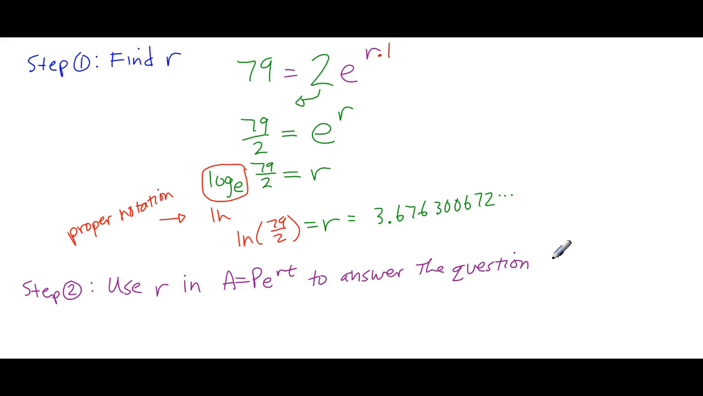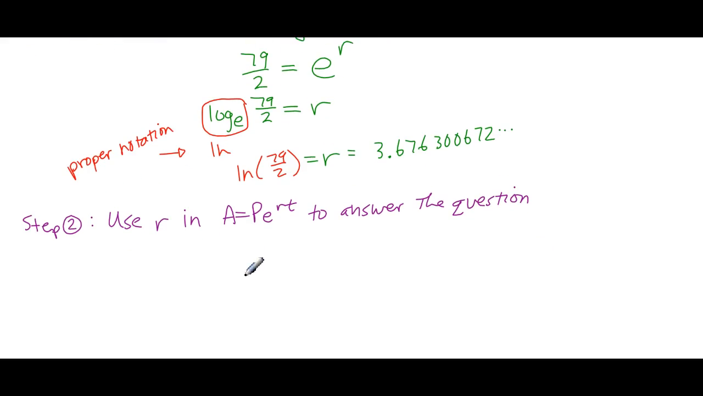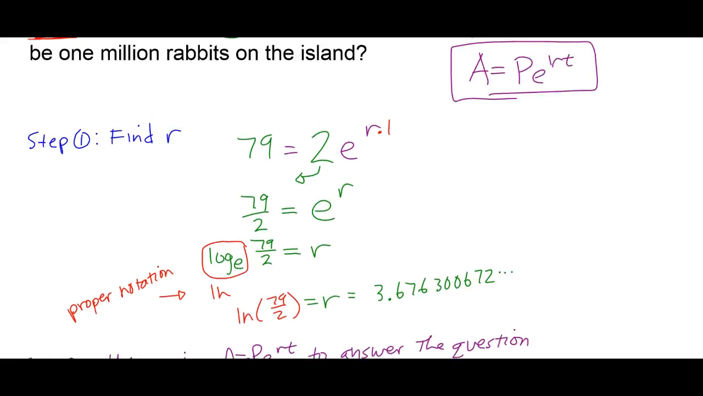So the formula now, we have an actual thing to put in for r. We have A equals P e to the natural log of 79 over 2 times t. So the question is, okay, what was the question? What were we supposed to answer? So at this point, go back and read the paragraph again.